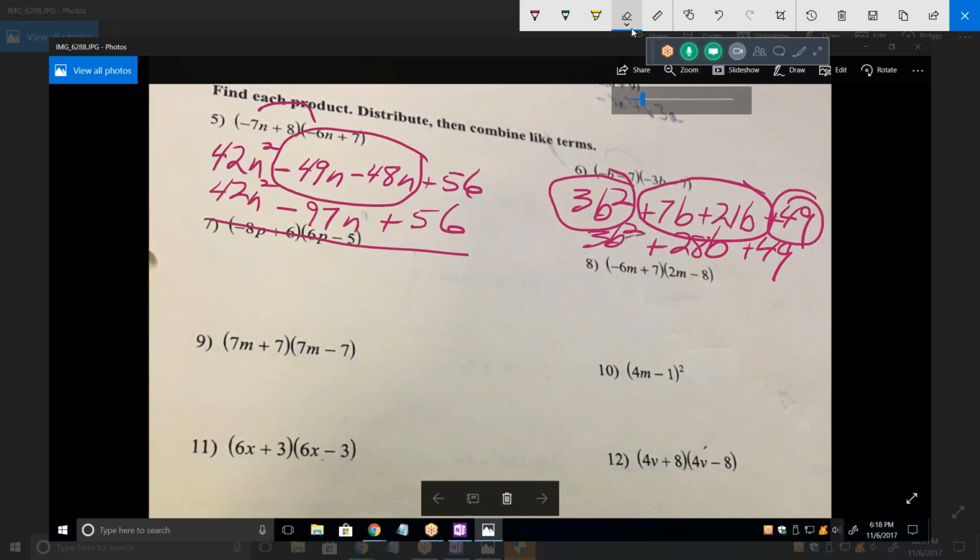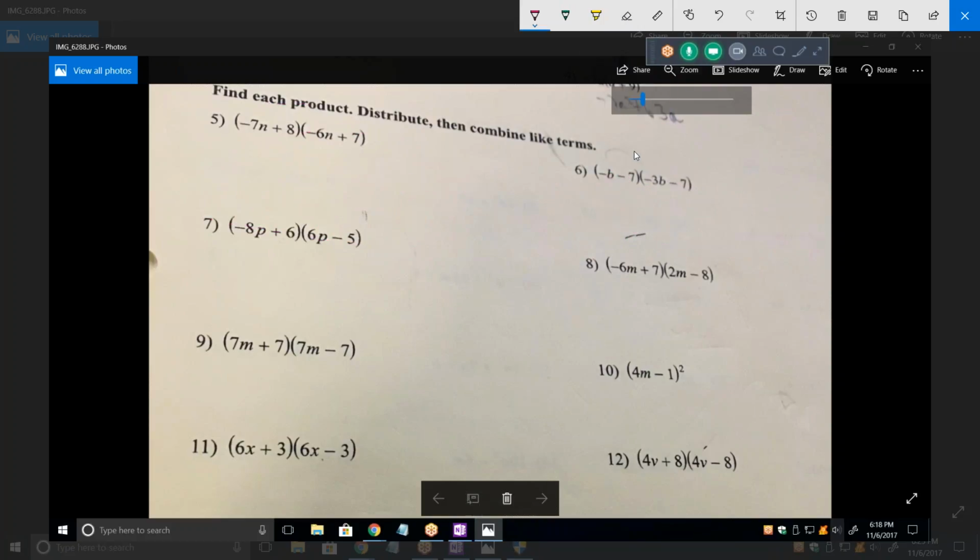Let's do 7. Well, hold on. I think you've got this at this point. Don't you think you do? Yeah. You got 5 minutes. Let me pick some for you to do. Okay, 10. First of all, write it. What does that mean? Does that mean I have to write it as 4m minus 1 and then 4m plus 1?